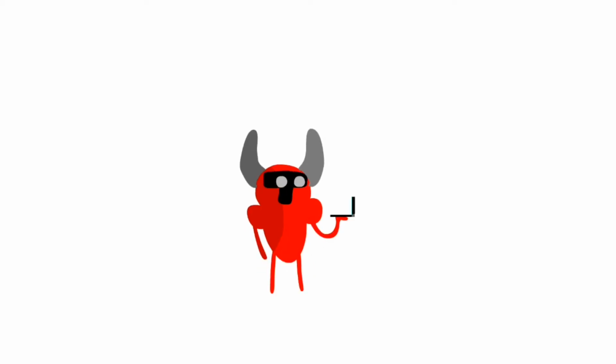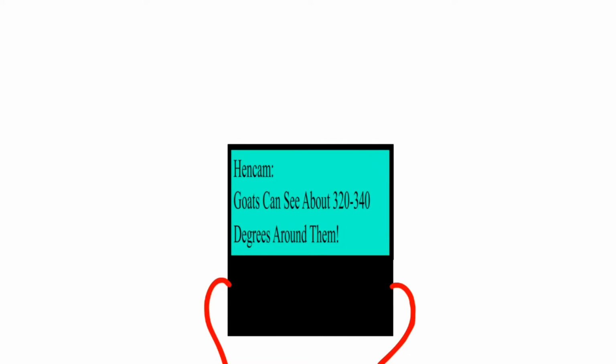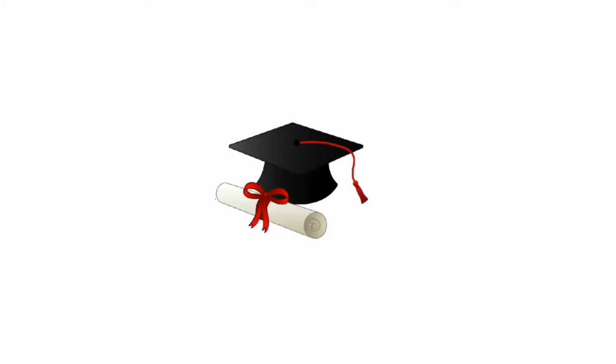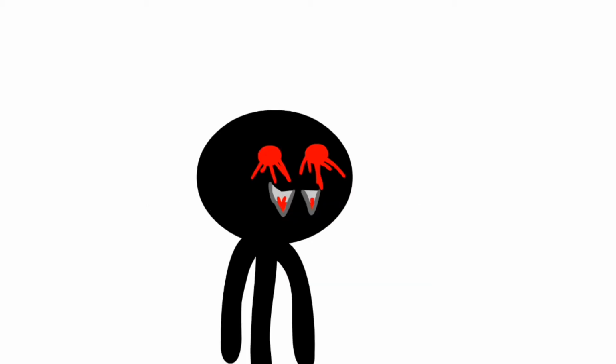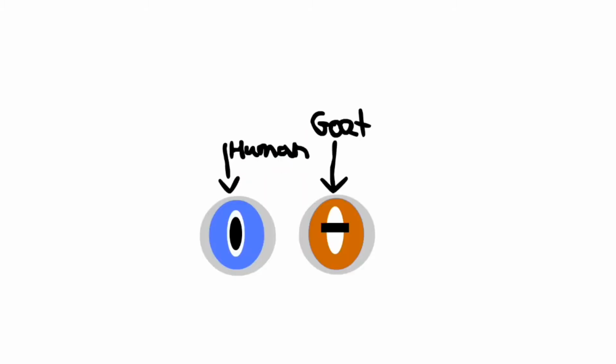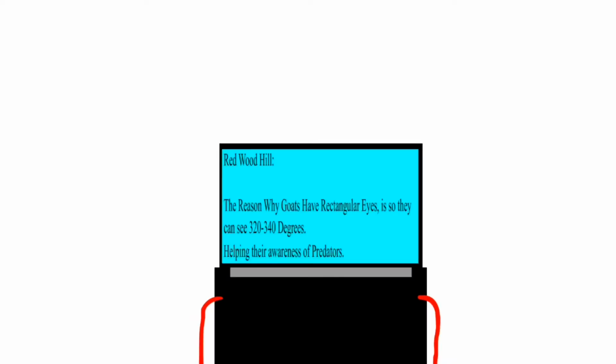According to HenCam, goats can see about 320 to 340 degrees around them. Oh my god! I mean, that's completely absurd. 320 to 340 degrees is almost your entire body. Imagine being able to see someone behind you without even turning your head. How creepy would that be? But getting back on the subject of eyes, goats have rectangular pupils instead of circular ones like we do. And according to redwoodhill.com, they need rectangular shaped pupils because it allows them to see predators better, which is basically why they have such good vision.